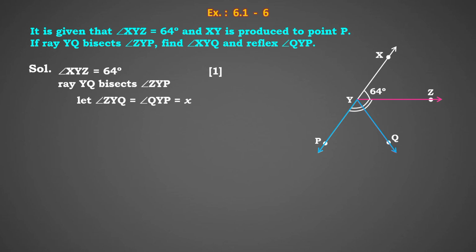Let angle ZYQ equal to angle QYP equal to x because YQ bisects angle ZYP. That means the angle ZYQ and angle QYP will be equal. So angle ZYP equal to 2x.